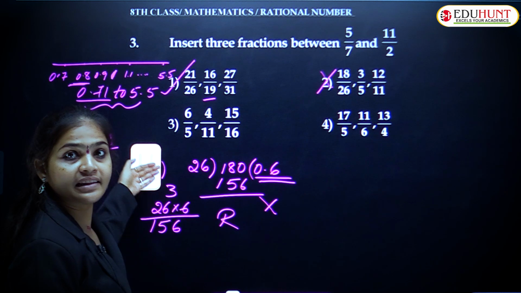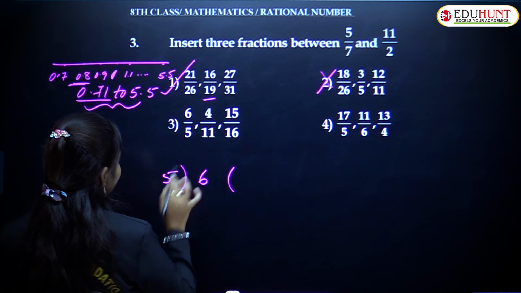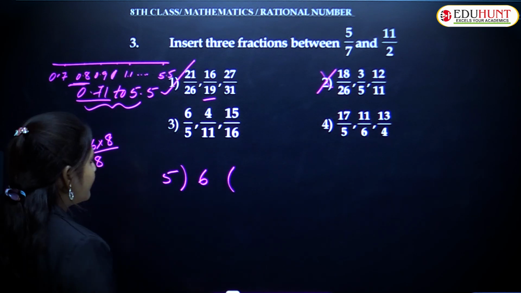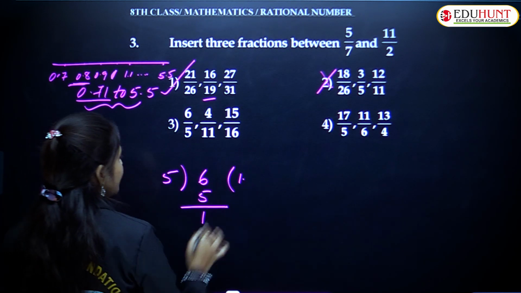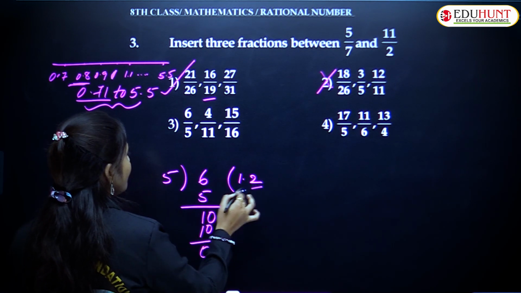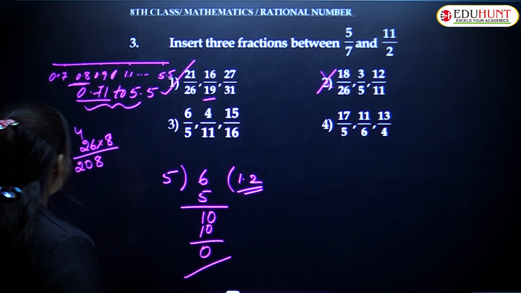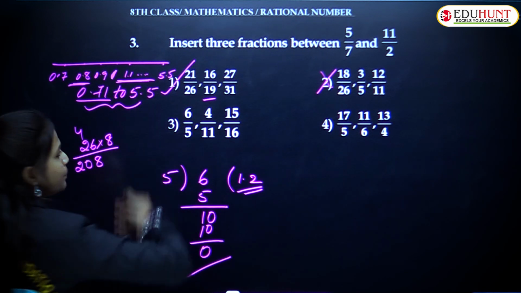So children, let us check the third option here. Third option, 6 divided by 5. 5 ones are 5. So 6 minus 5 is 1. Keep that point and 0. 5 2s are 10. Okay, so 1.2. So 1.2 means that it lies in between. 1.2 means in this range we will get 1.2. Yes or no?